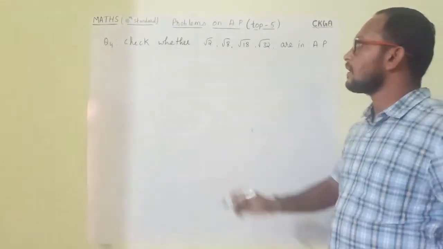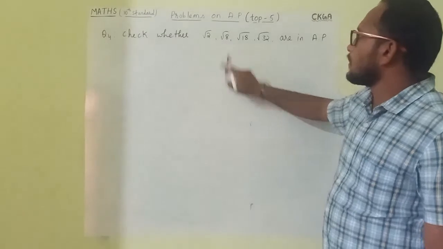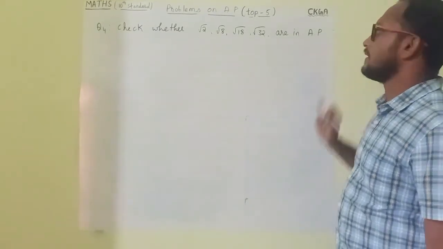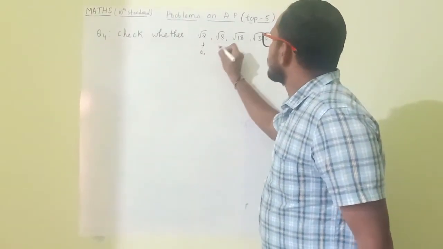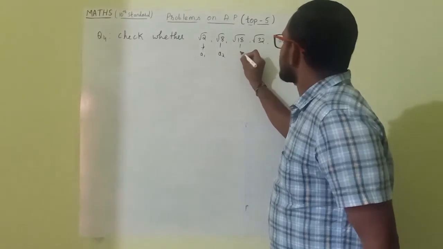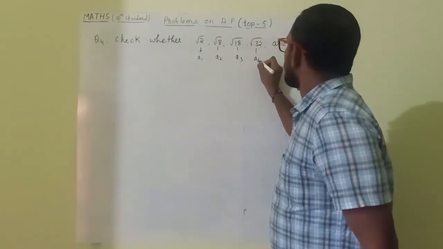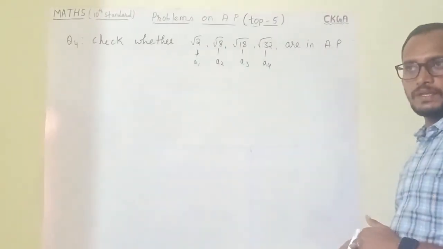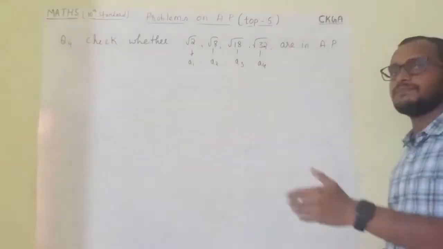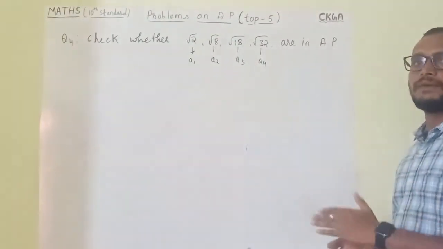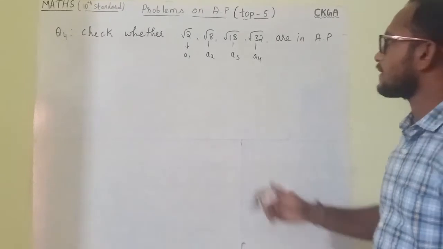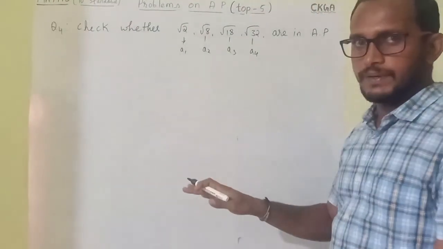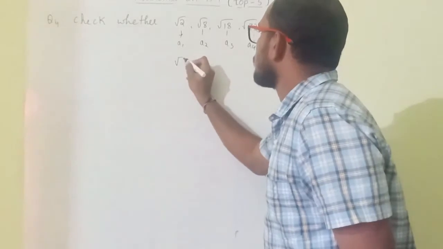Now question 4. Check whether root 2, root 8, root 18 and root 32 are in AP. I'll name these as A1, A2, A3 and A4. The first thing I have to do is simplify these irrational numbers. After simplifying them, I can find the common differences. By using the common difference technique, I can tell whether the given sequence is an AP or not. Let's simplify it. Root 2 is already in its simplified form, so I am writing it as it is.